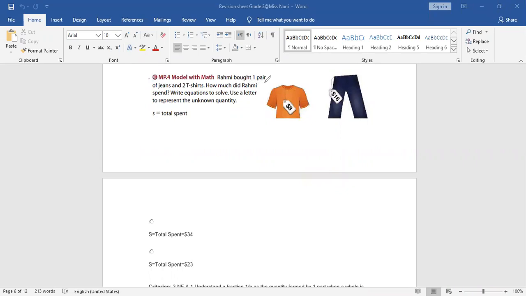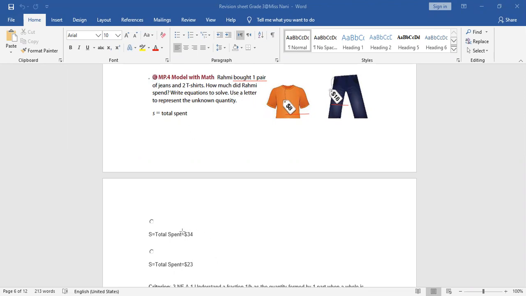Rahmi bought 1 pair of jeans. So this is the first information I know, that Rahmi bought 1 pair of jeans. So 1 pair is $18. And 2 t-shirts. He bought 2. Each one is 8, so 8 plus 8, 16. How much did Rahmi spend? Write equations to solve. Use a letter to represent.